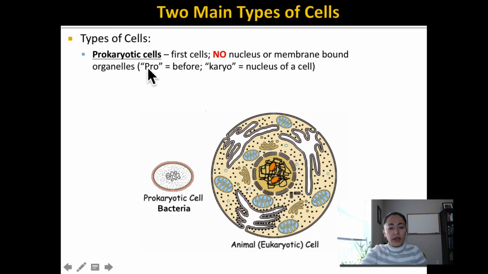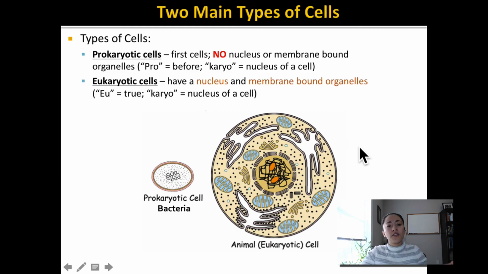The term prokaryotic: pro means before, karyo means nucleus of a cell. So this word means before the nucleus. Eukaryotic cells, on the other hand, are a lot more complex. They have a nucleus, so this nuclear membrane surrounding the DNA, and they have membrane-bound organelles. So the structures, or in other words, organelles within the cell, have a membrane surrounding them. This gives it compartmentalization. Eukaryotic: eu means true, karyo means nucleus, so eukaryotic cells have a true nucleus.